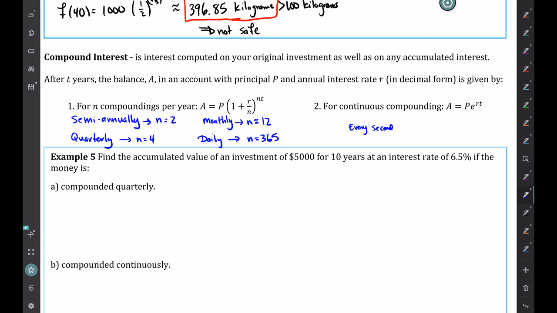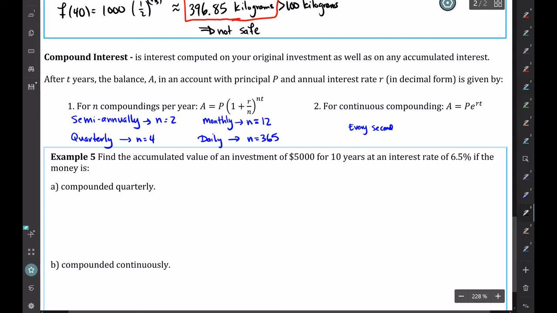Okay, so now it says find the accumulated value of an investment of $5,000 for 10 years at an interest rate of 6.5% if the money is compounded quarterly. So you have $5,000, you invest it in an account that earns 6.5% interest, and you want to know how much money is left in that account 10 years later, or how much money you have made. And the formula says that you should do A equals, because this is compounded quarterly, 1 plus r over n to the nt. So in this case, P is $5,000.